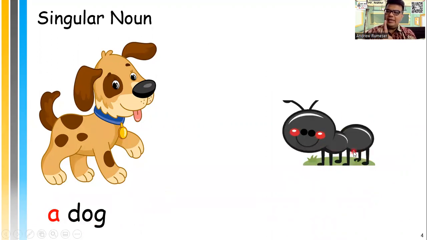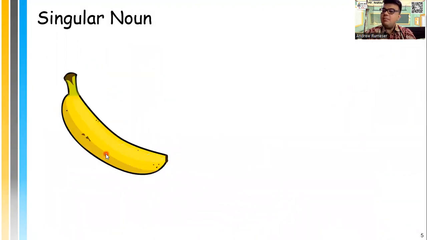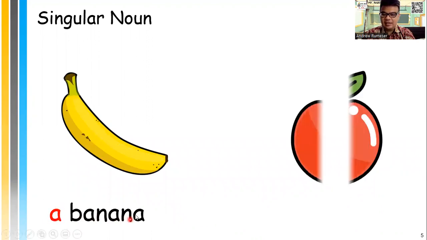What about one ant? How do we say one ant? An ant. Wow, why an with N? Because ant starts with the letter A, which is a vowel, right? A, E, I, O, or U. That's right. What about one banana? How do we say one banana? A banana. That's right. Excellent.